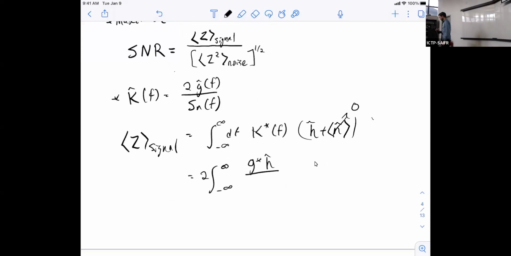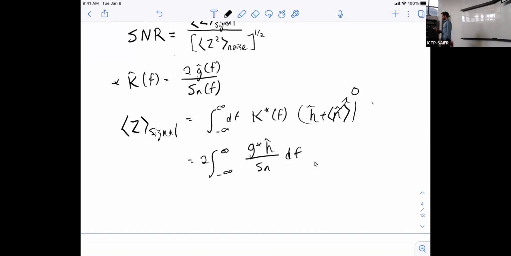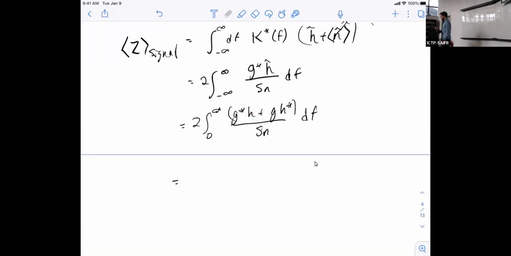Now I can do a few tricks. I can use the fact that, like I said, these are both Fourier transforms of real functions, and so I can flip the frequency integrals. They go over minus infinity to infinity. I can exploit that to rewrite this in terms of the sum from 0 to infinity of G star H plus G H star, divided by the PSD. And sometimes we also like to write this as, since this is just the real part of this multiplication, 4 times the real part, from 0 to infinity, of G star H.